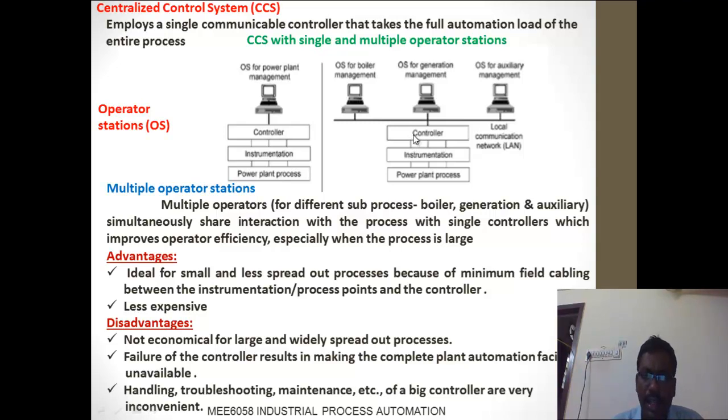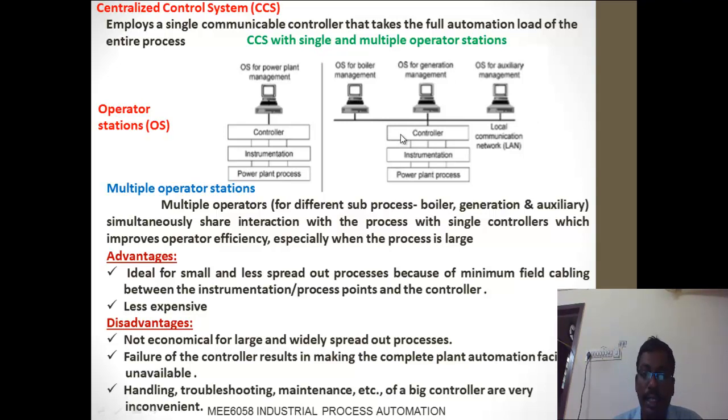Since we are having a single controller, the interface is minimal, and parallel transfers data with a fast response. And it is less expensive. Okay. What are the disadvantages? If you're going for n number of processes, it's very difficult to control the entire thing. And if any problem happens in the controller, the entire OS system will not work, and it's very difficult to monitor the process.